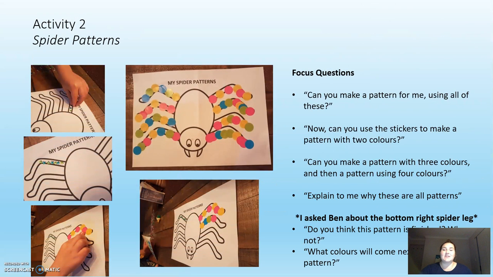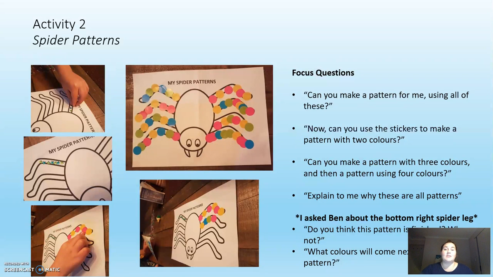So we moved on to activity two, which required him to create patterns using sequins and stickers. Initially, I asked him to just create a pattern using all of the resources that I had laid in front of him, but I noticed that he went straight to the sequin stars, even though the stars were the same colour as the stickers. Although Ben did a really good job with the sequins, I could see he got really irritated because they were quite small. So I told him to leave the stars and we just focused on using the coloured stickers instead.